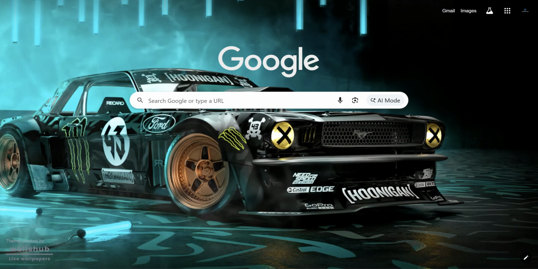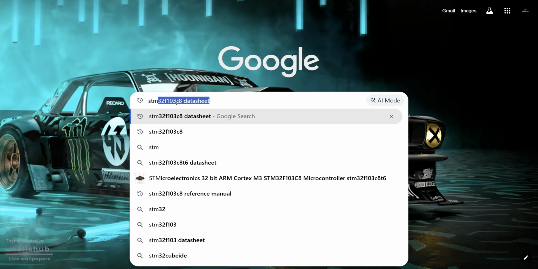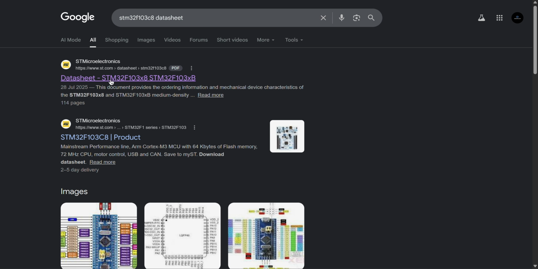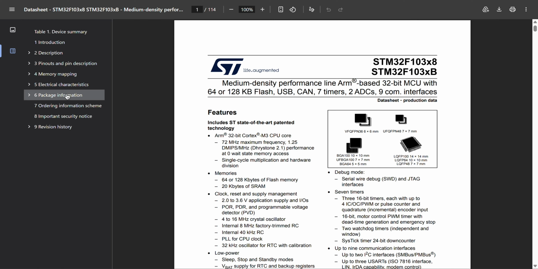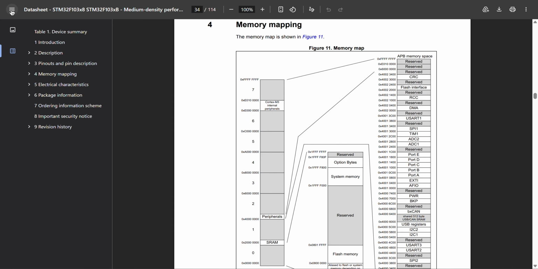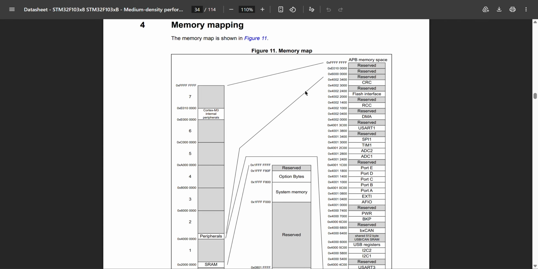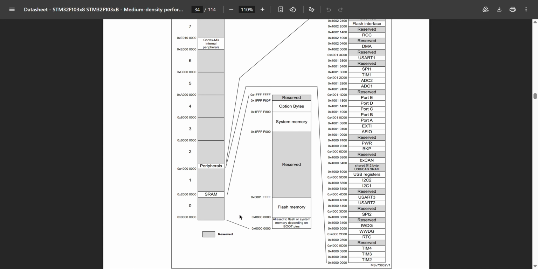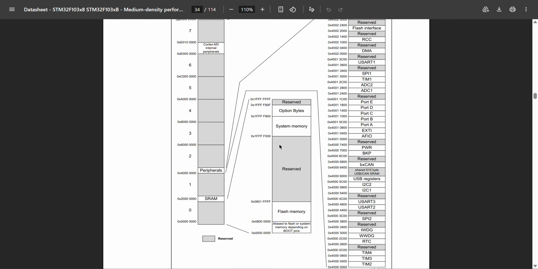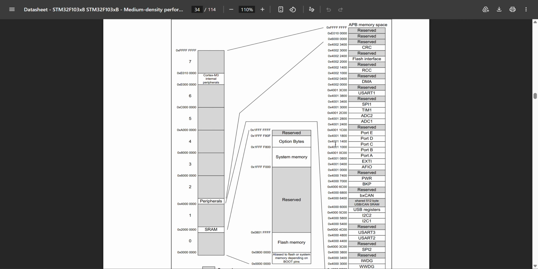which you can simply find online by just searching for STM32F103C8T6 datasheet. For your convenience, I have attached the link for it in the description. Once you open the datasheet, go to memory mapping, and the information that I just explained here is available in a nice diagrammatic form for your easier and clearer understanding.